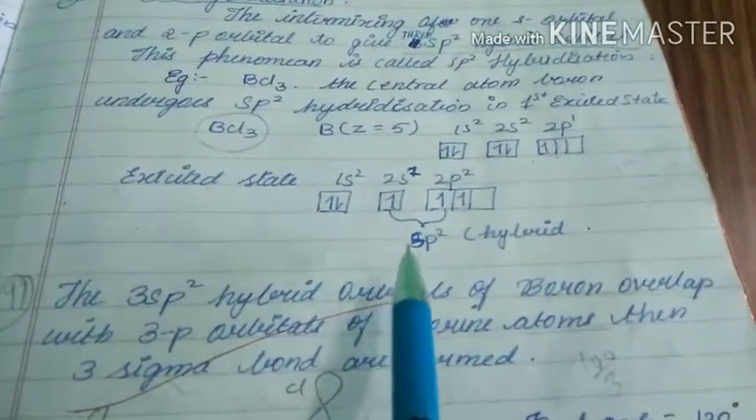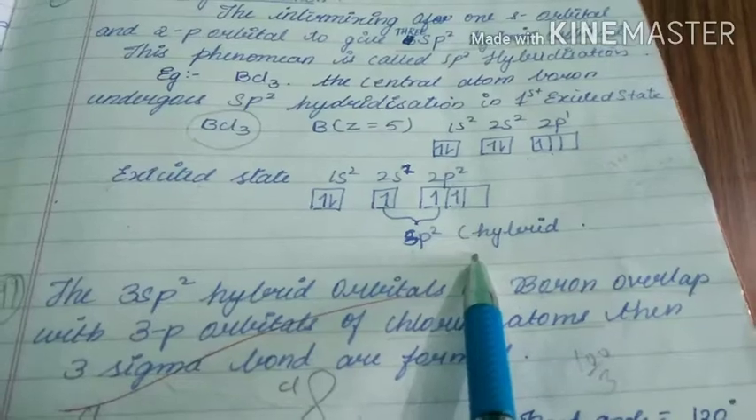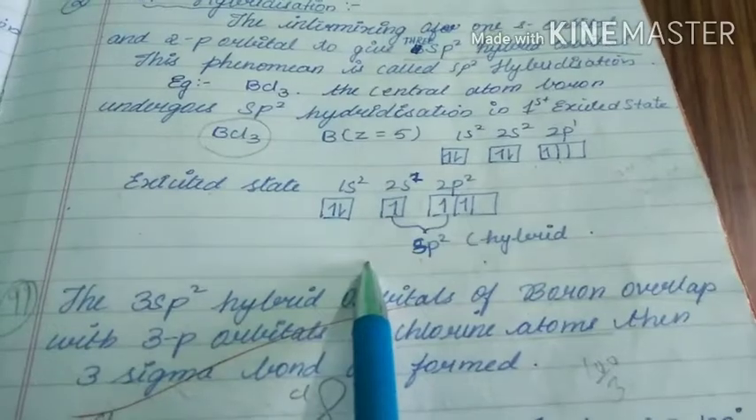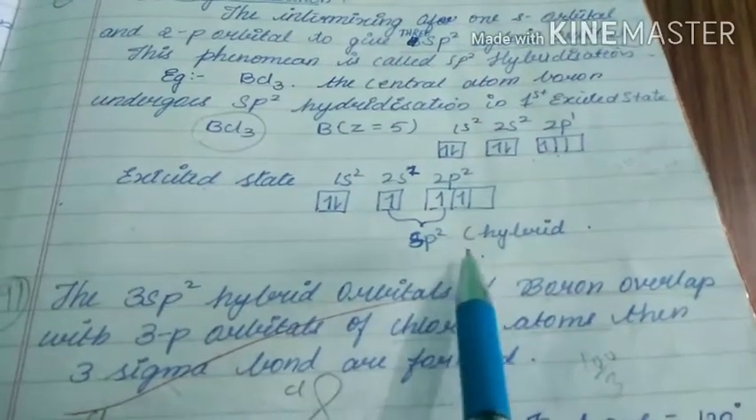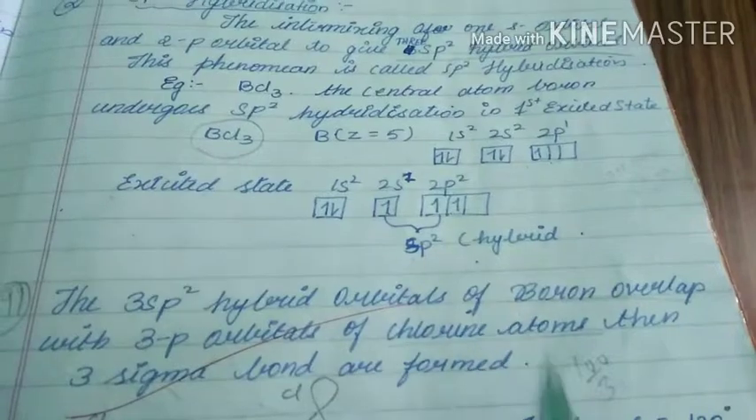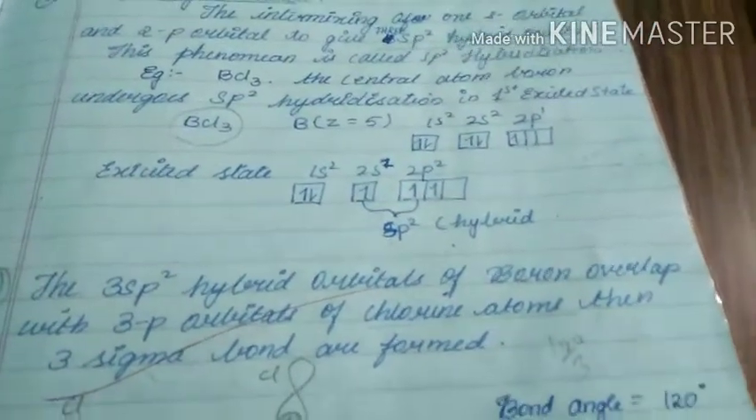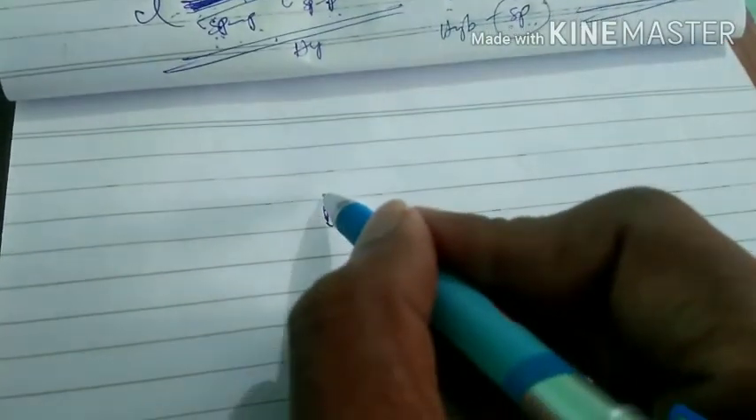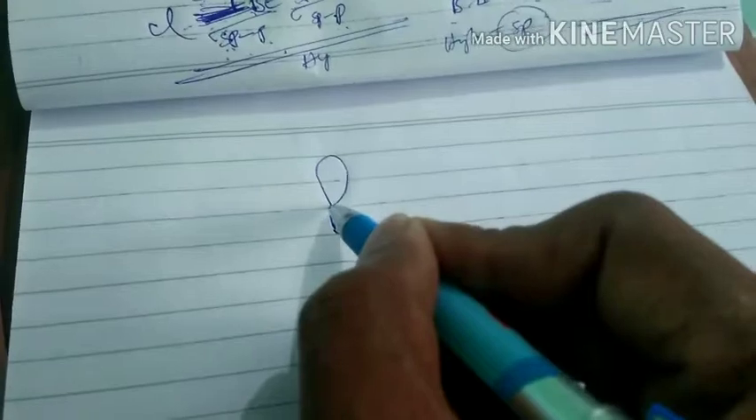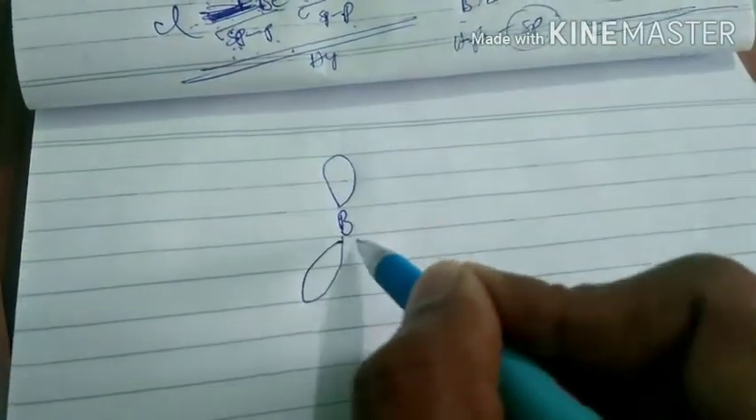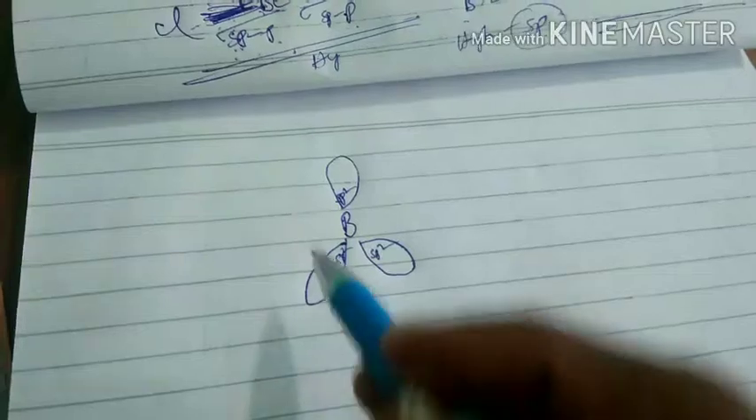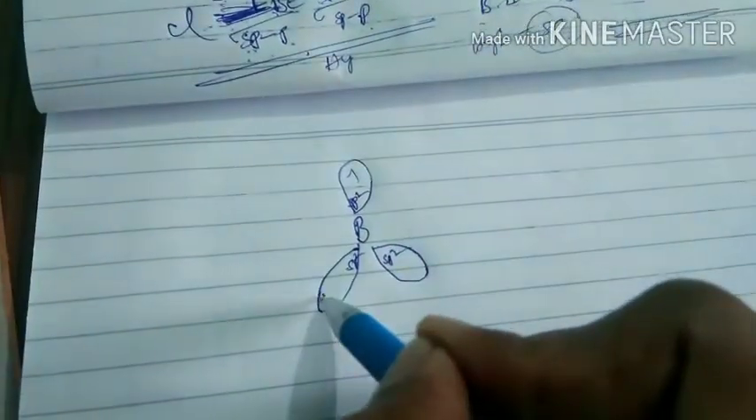Before that, after forming hybrid orbitals from atomic orbitals, these hybrid orbitals are arranged trigonally around the boron atom, like this. This is the boron atom. This is one hybrid orbital. This is another hybrid orbital. This is another hybrid orbital. This is sp2. This is also sp2, sp2. All are having one unpaired electron.